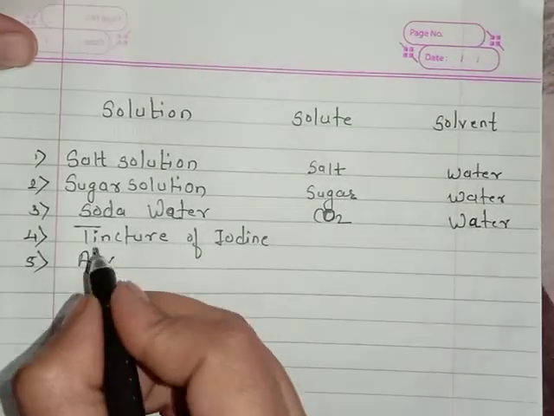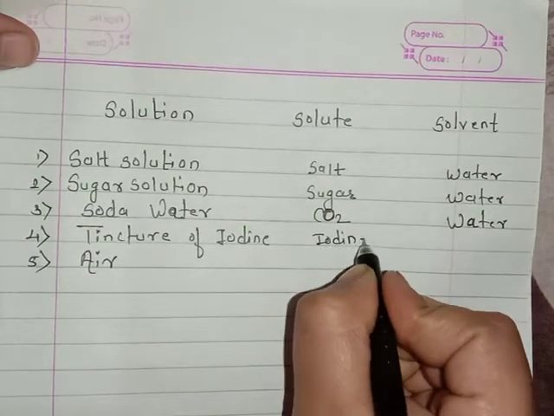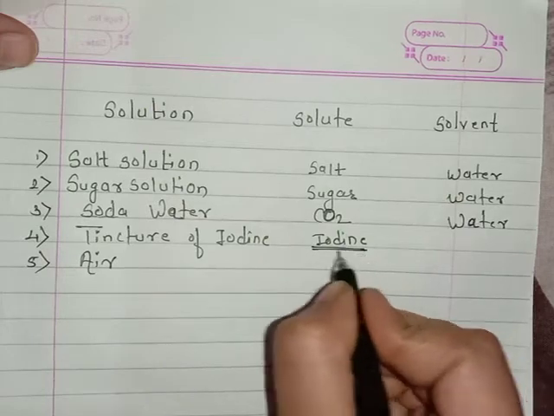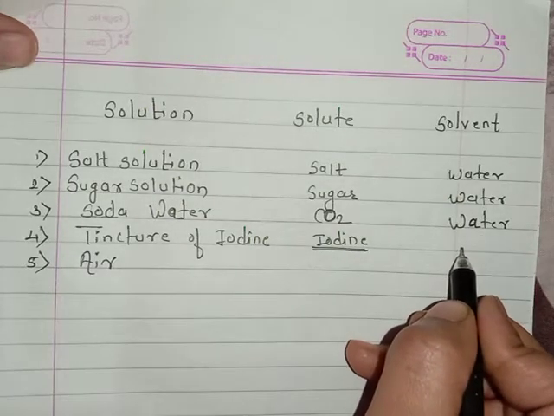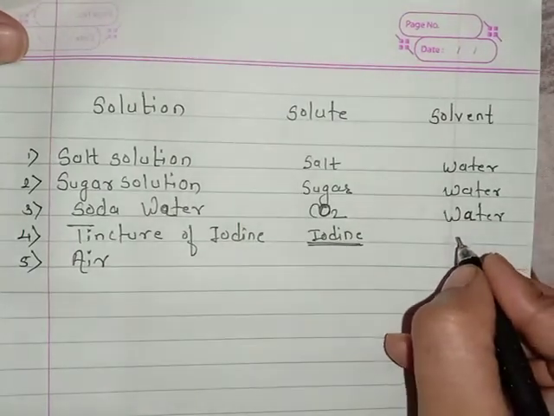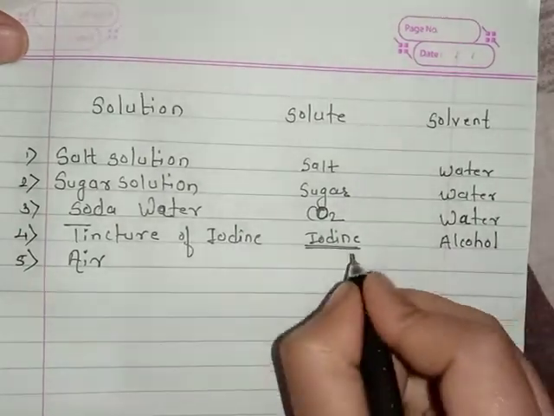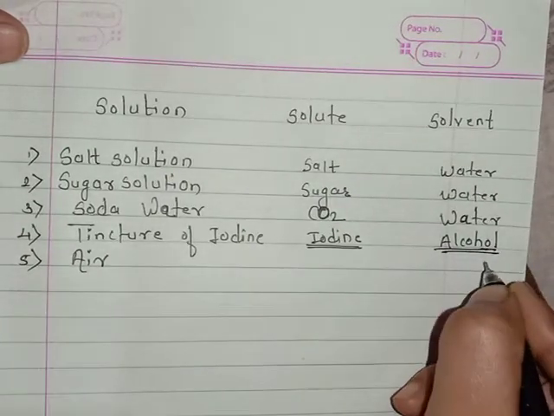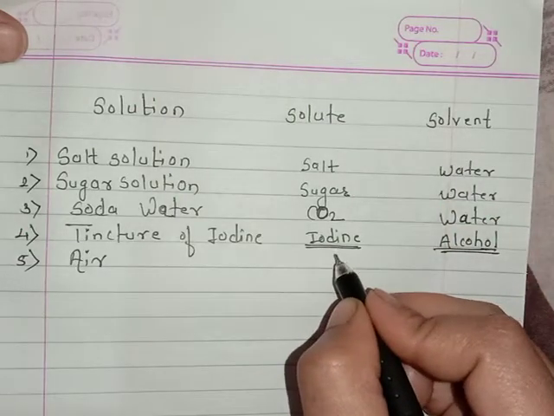Fine. In tincture of iodine, iodine is the solute, and remember children, iodine does not dissolve in water, so we should not use water as the solvent here. Instead, we can use an organic solvent such as alcohol. Iodine is soluble in alcohol. So as a solvent, we'll take alcohol here and iodine is the solute.